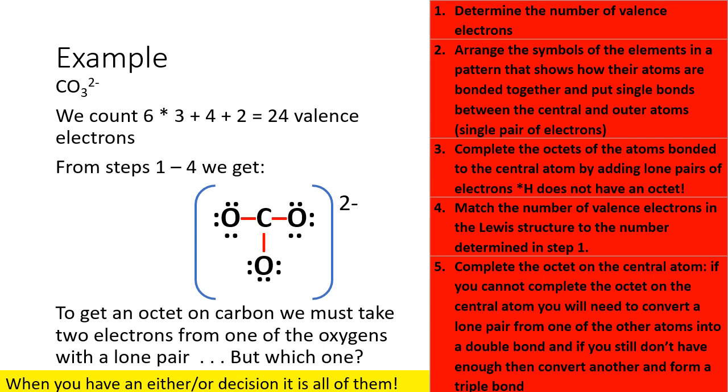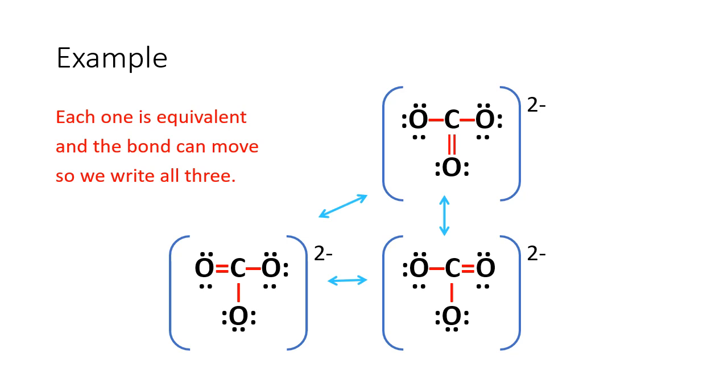And you'll notice that I have the brackets because I've got a charge. All right, to get an octet on that carbon, we've got to take 2 electrons from one of the oxygens with the lone pair, but which one do we take it from? So when we have an either or option, it's all of them. So how will this look? We have 3 equivalent representations of the same ion here.